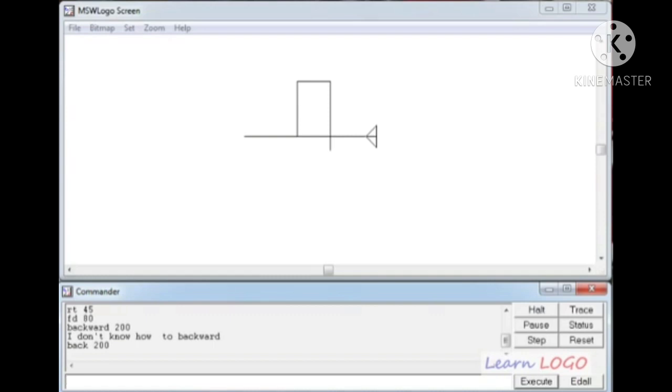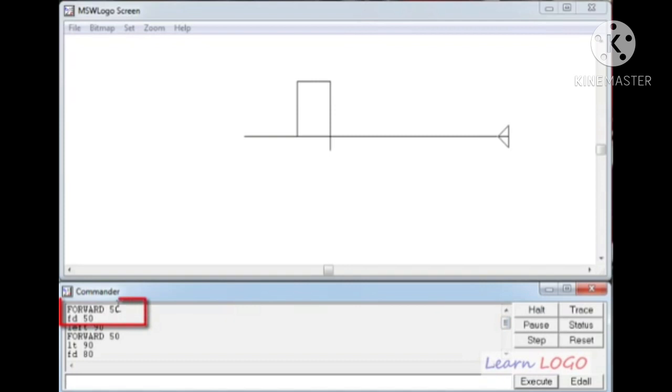Otherwise, we can use BK. BK, space, number of steps. BK 200. It again moves 200 steps back.